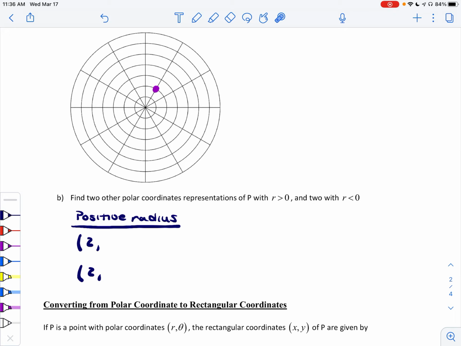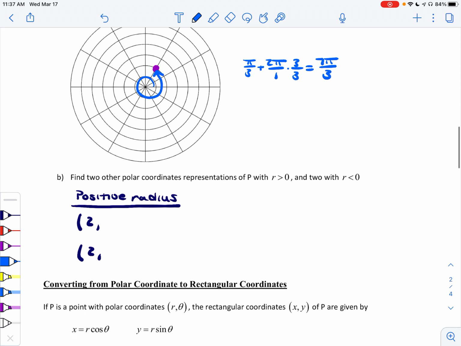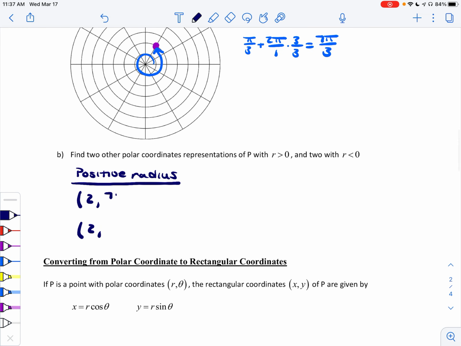So one way that we could get a coterminal angle would be to just make an extra rotation around our unit circle. So if we went all the way around plus that pi over 3, this would be a coterminal angle. It would get us back to the exact same point, but it would be a different way of representing it. So if we think about our pi over 3 plus a complete rotation around our circle, that would give us an angle of 7 pi over 3. So this would be another way that we could represent this point. It would be (2, 7 pi over 3).